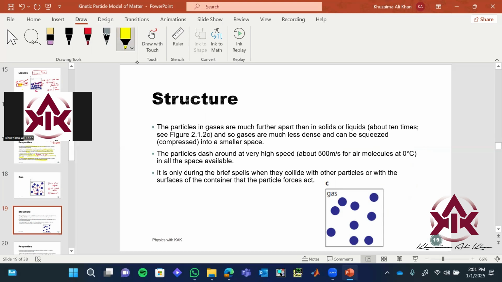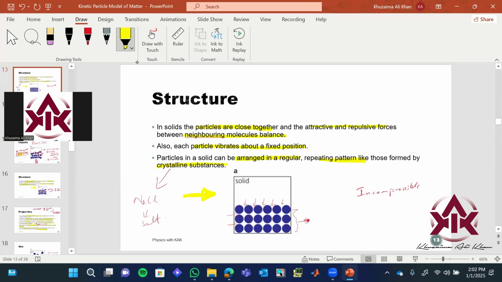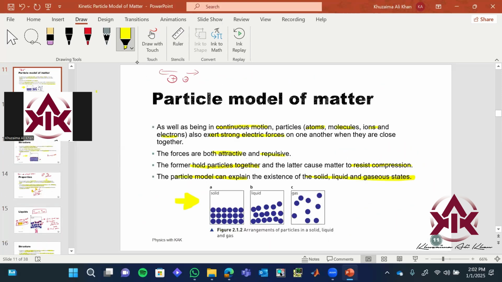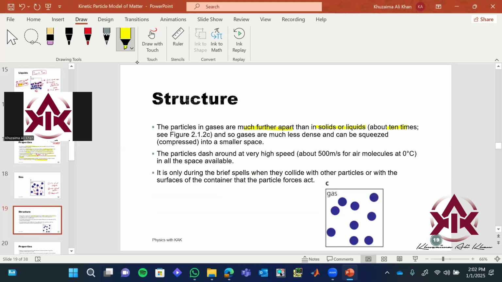In gases, the particles are much further apart than in solids and liquids, about 10 times. You can see the spacing between the solids and the gases increased about 10 times. That is easily observable if you compare pictures A and C at the bottom. So gases are much less dense and can be easily squashed into smaller places. That is, the state is compressible.